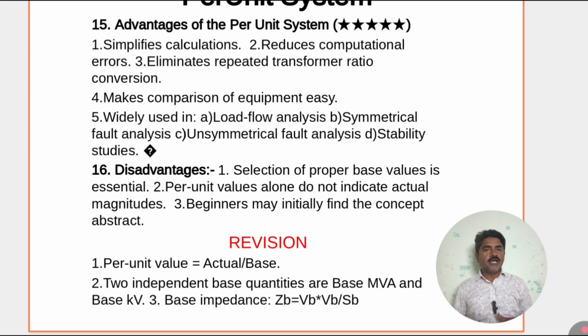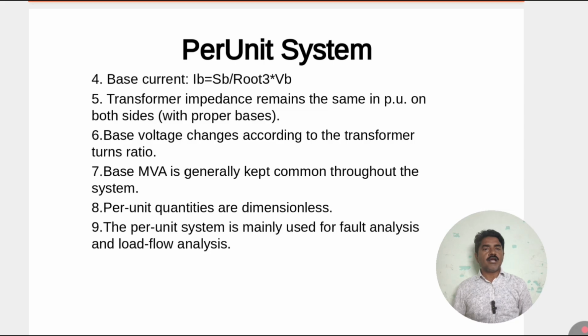Okay, once again, revision of all the important topics. First one: per unit value is equal to actual value divided by base value. Next one: two important base quantities are required in the per unit system, that is base MVA and base kV. Next one: ZB is VB square by SB, where SB means base power. Fourth one is base current. How to find the base current? IB is equal to base power by root 3 into base voltage.